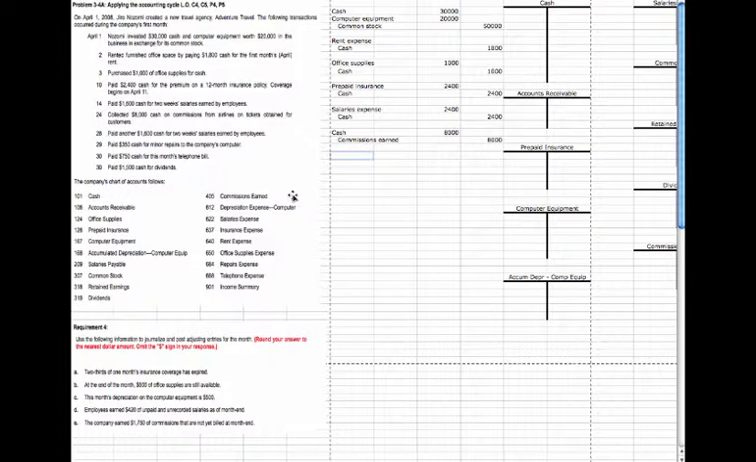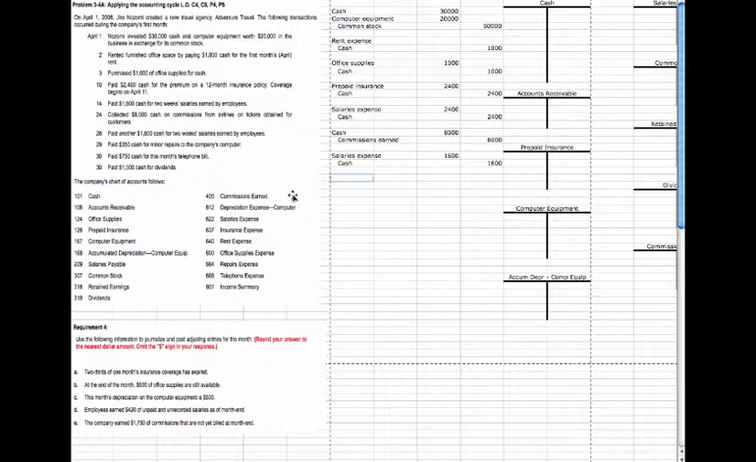Next, on the 28th, we paid another $1,600 in cash for 2 weeks' salaries earned by our employees. So, once again, salaries expense for $1,600. We paid cash for it. So cash is going to go down by $1,600.